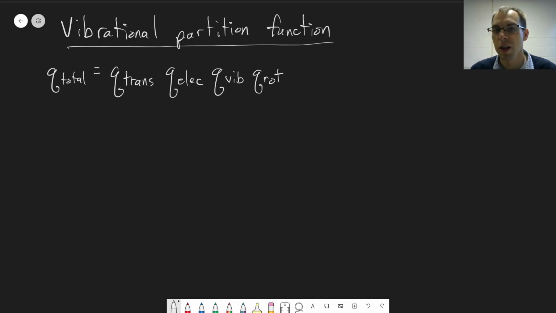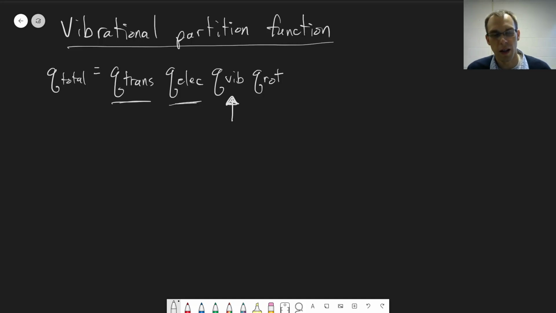Up to this point, we've been looking at the molecular partition function, and we can separate, again, as mentioned previously, the total partition function into these different parts with the different energies. So we've looked at the translational partition function, we've looked at the electronic partition function, and in this video, we're going to look at the next, which is the vibrational partition function.